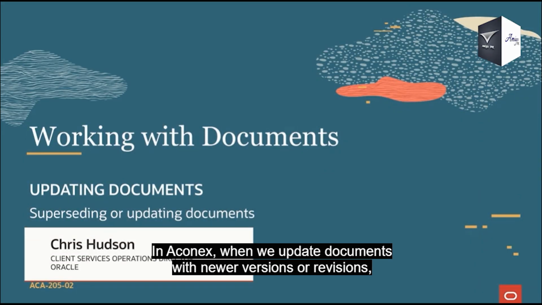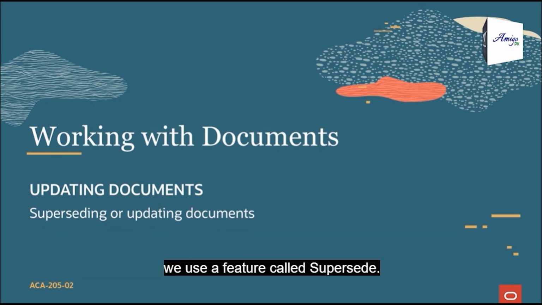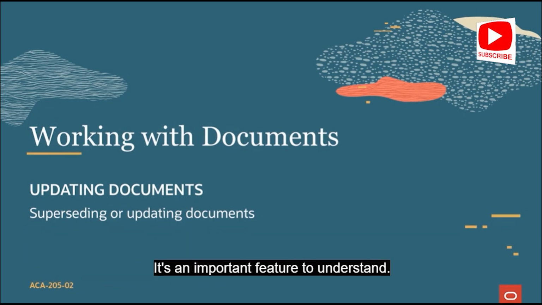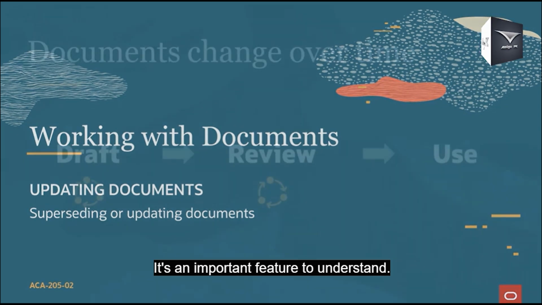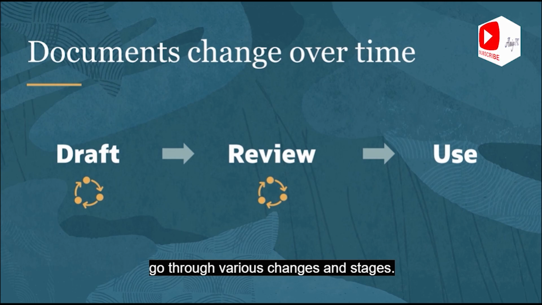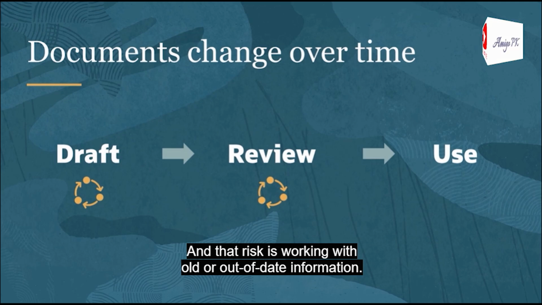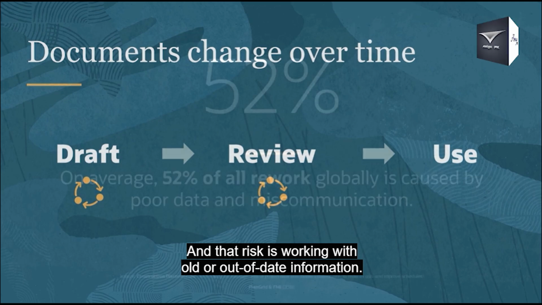In Aconex, when we update documents with newer versions or revisions, we use a feature called supersede. It's an important feature to understand. As we explain in other lessons, documents go through various changes and stages. On a construction project, that creates a risk, and that risk is working with old or out-of-date information.